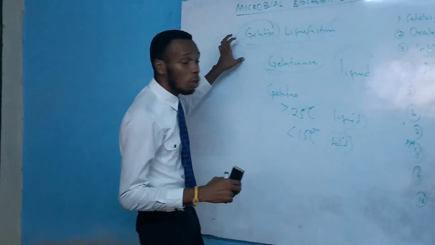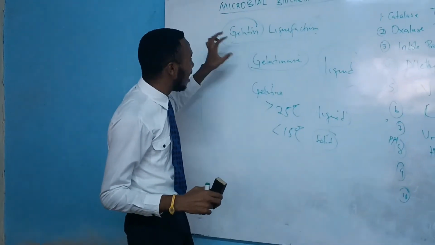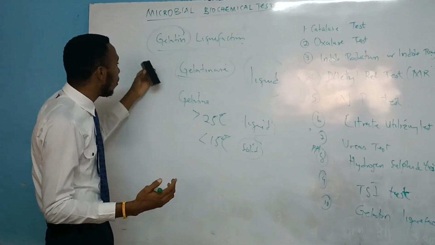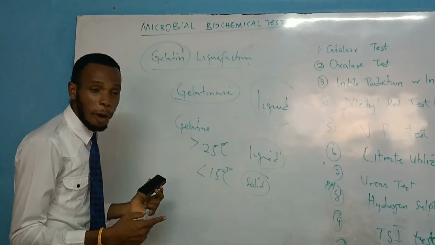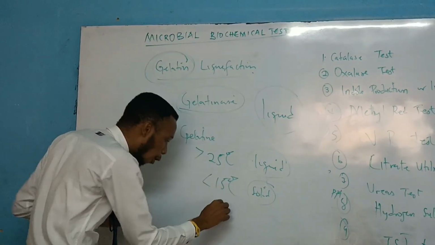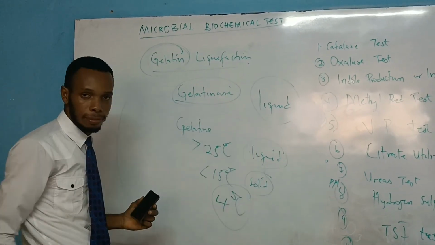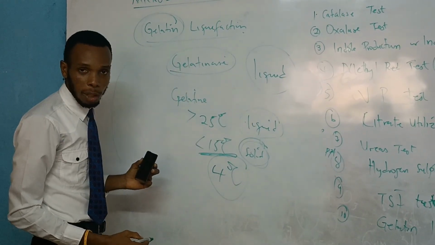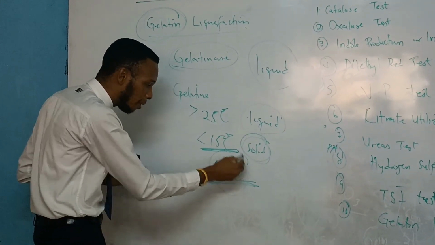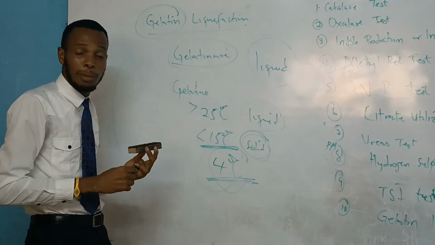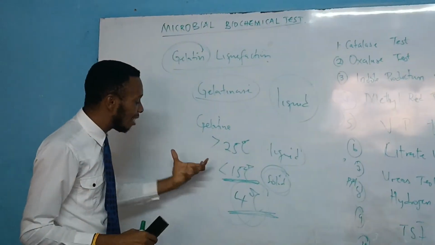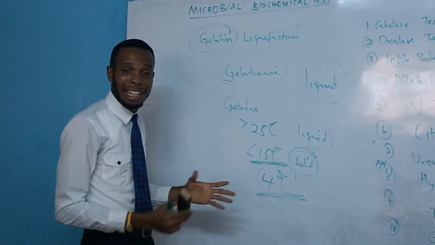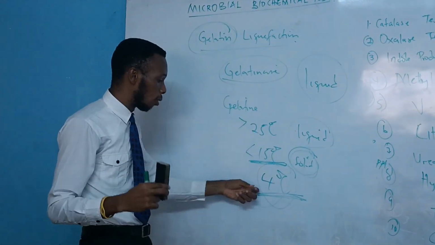When gelatinase acts on gelatin, it breaks gelatin down into simple amino acids. In that process, it prevents the gelatin from becoming solid, even at 4 degrees Celsius. You remember that at 15 degrees Celsius, gelatin is supposed to be solid. So even at 4 degrees Celsius, when there is gelatinase produced by a particular bacteria, it acts on the gelatin, preventing it from being solid. That simply means the gelatin completely becomes liquid, even at 4 degrees Celsius.